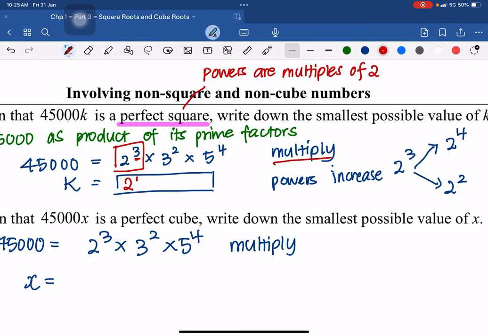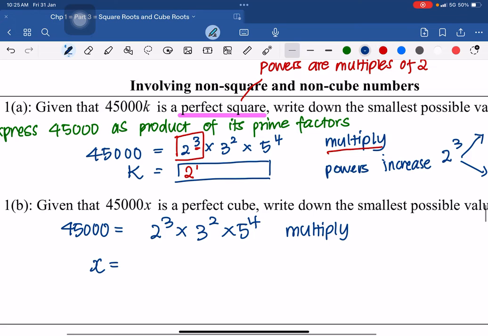Then let's check the others. So the first one is settled already. Is this already a perfect square? Well, this is 3 square. Of course, it's a perfect square. The power is a multiple of 2. Then this is 5 to the power 4. The power is a multiple of 2 as well. So this is already a perfect square. So what is the smallest possible value of k that I need to multiply? So k is just the answer. K equals 2. That's the answer.